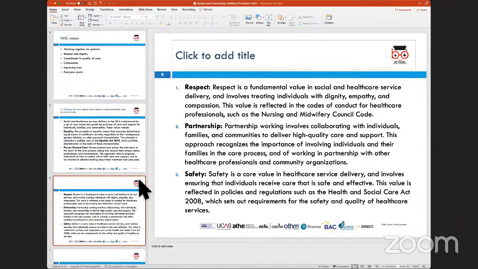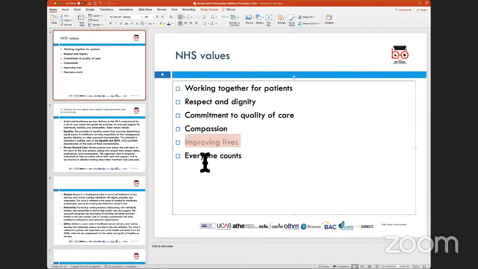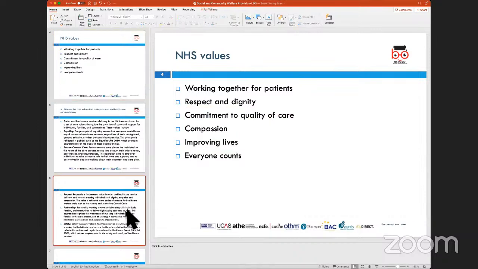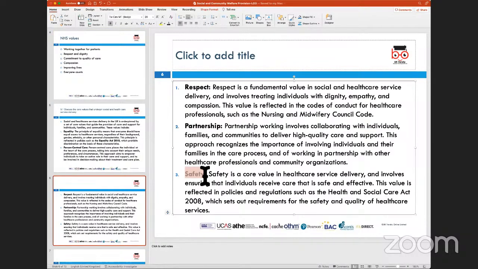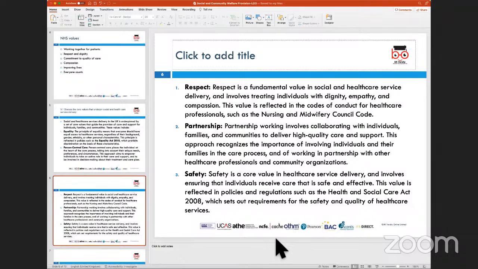We also look at some of the other values that we spoke about generally at the start of the session. So we need to look at respect, and one of the things that the NHS is committed to is improving lives, and quality of care. These two relate to the safety part of it: that any treatment, any medication, any use of equipment is going to be 100% safe to use and to deliver services to members of the public.